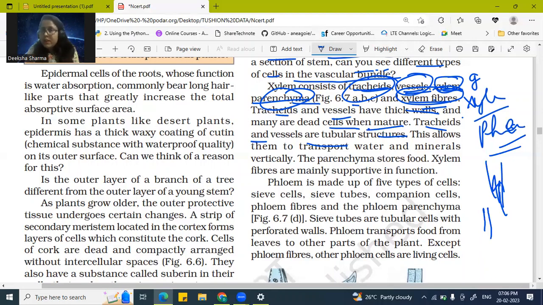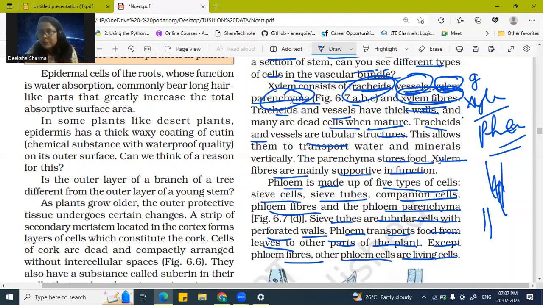Okay, the parenchyma stores food, and xylem fibers are mainly supportive in function. ठीक है, xylem fibers are supportive in function. Phloem is made up of 4 types of cells: sieve tubes, companion cells, phloem fibers, phloem parenchyma. Sieve tubes are tubular cells with perforated walls. उनकी फूली हुई walls होगी. Phloem transports food from leaves to the other parts of the plant. Except the phloem fibers, other phloem cells are living cells.